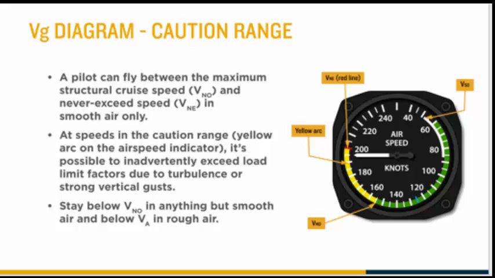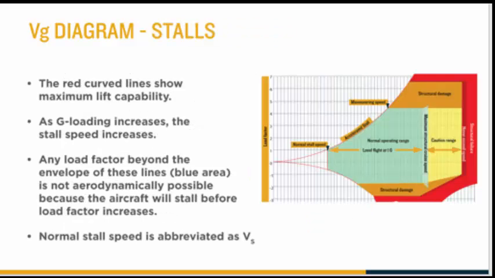So in light turbulence, it's a good rule to always fly less than the V sub NO speed, and less than the V sub A in moderate or greater turbulence. And we'll talk about these speeds more in depth in a further lesson.